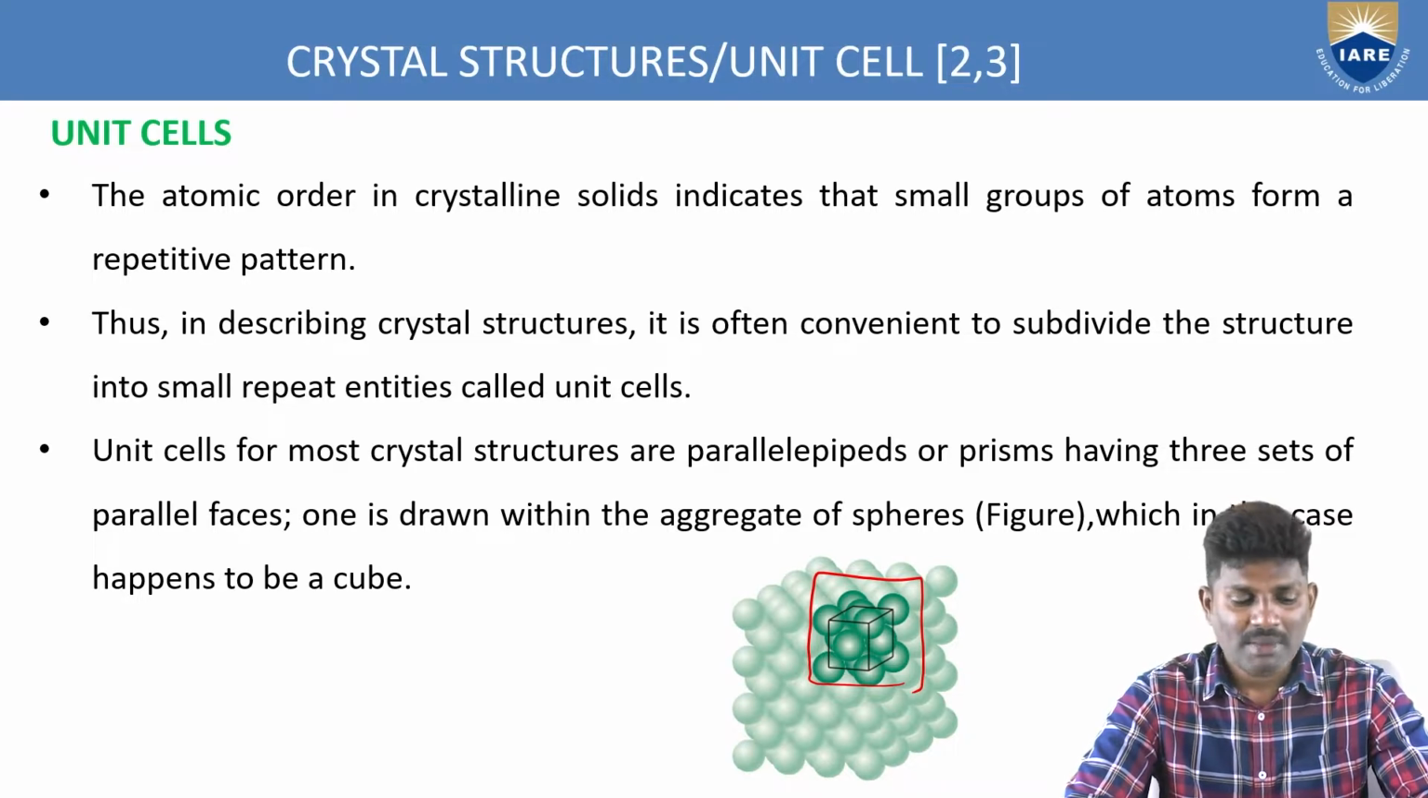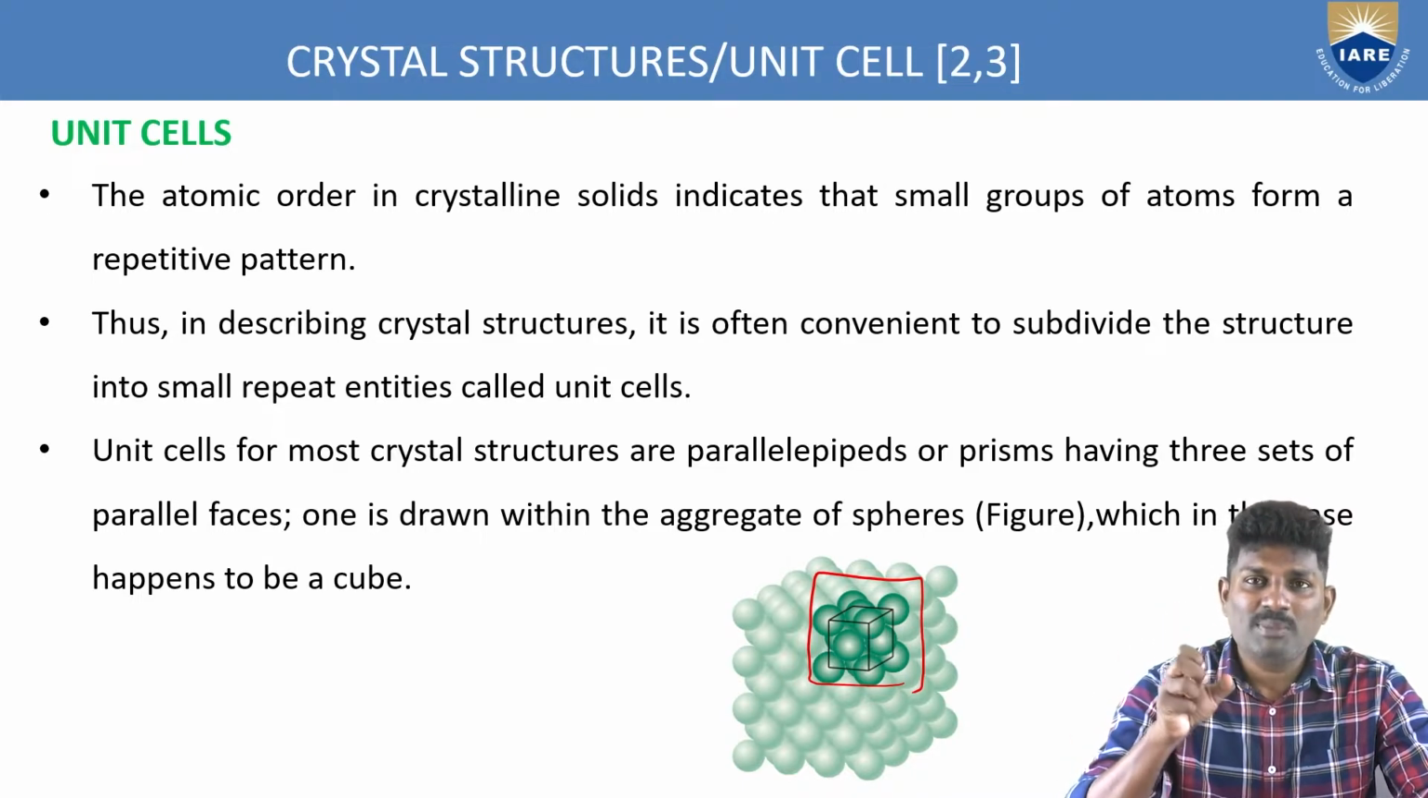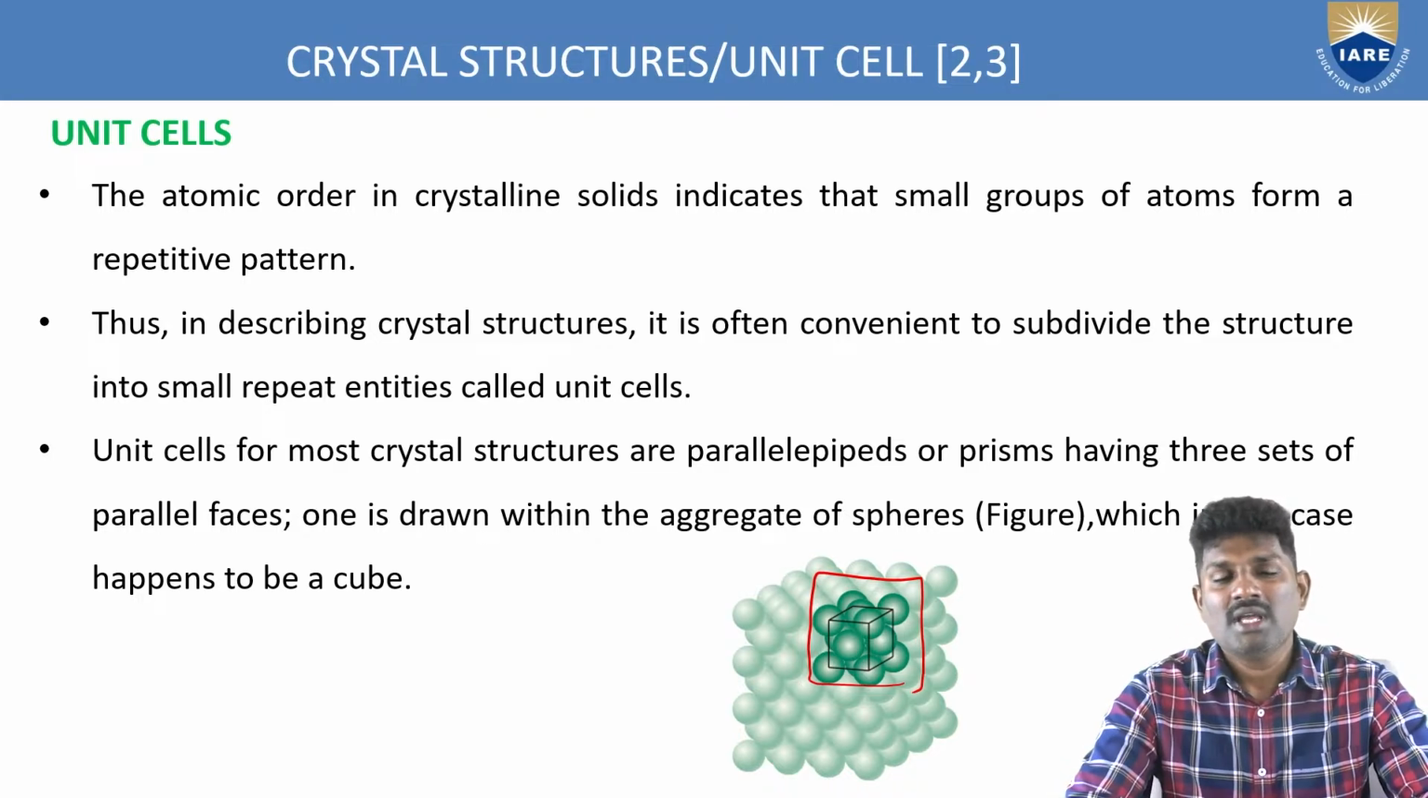So what is happening here? A unit cell is nothing but a way to describe the complete crystal structure. We are trying to subdivide or bring out the small repetitive entities so that you can easily find the description of that atomic structure. So that is called a unit cell.